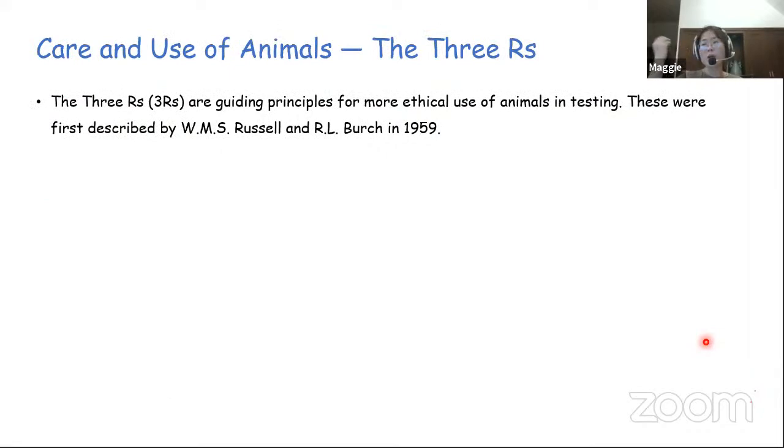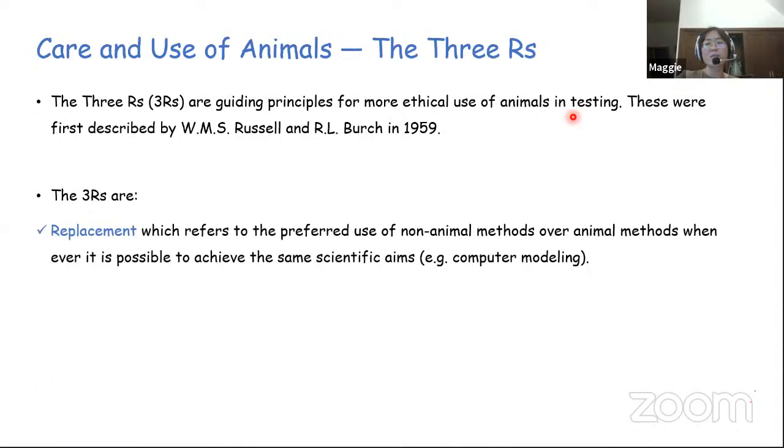However, when we talk about animal research, we need to pay attention to the care and use of animals. Here we have the 3R regulation. So what are the 3Rs? The 3Rs are guiding principles for more ethical use of animals in testing, which were first described a long time ago, in 1959. So it's a long time ago. So what are the 3Rs? The first R is replacement.